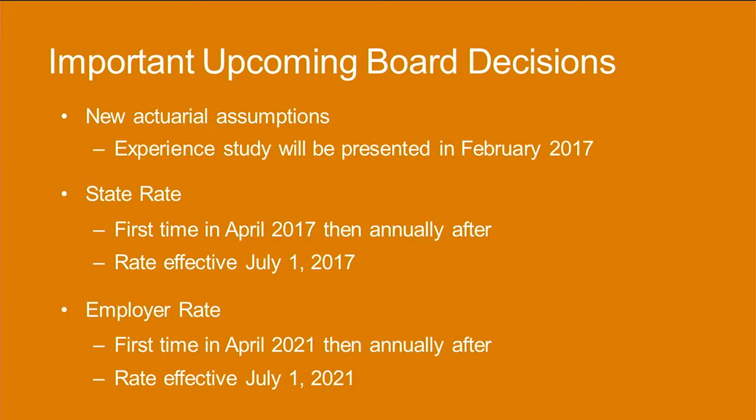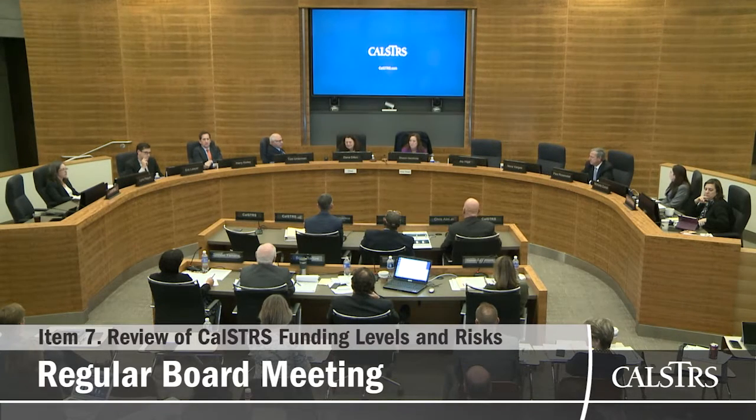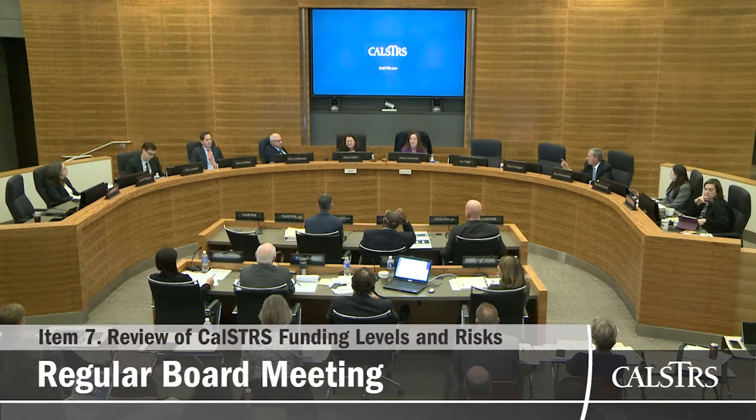Okay, so we're pretty much done. We just want to give everybody a reminder. The three big decisions coming your way over the next few years: the experience study in February. April, you'll be asked to adopt the valuation and the state rate for the first time, which could, depending where we end up with the experience study, mean an increase in the state contribution rate. And for the employer, you'll look at spring of 21 before you act on this. Thanks for your patience.